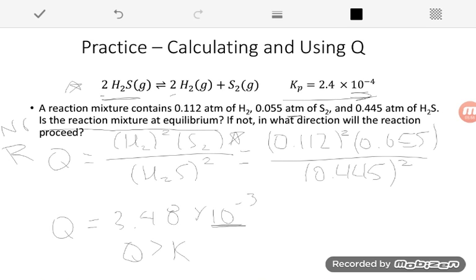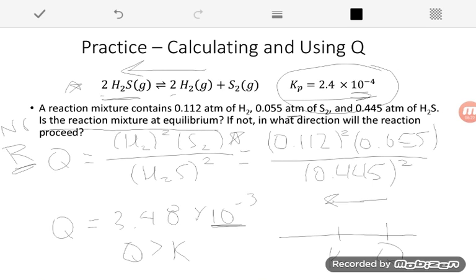Now, some people are very visual. So another way to do this is to put this on a number line where you put K in the middle. So K is right here. I'm not going to try and write the number in because it's kind of long. And we see, okay, Q is bigger than K, so Q would be past K on the number line. So in order to get to K, because we're always trying to get to equilibrium, I would have to go to the left or towards the reactant side.